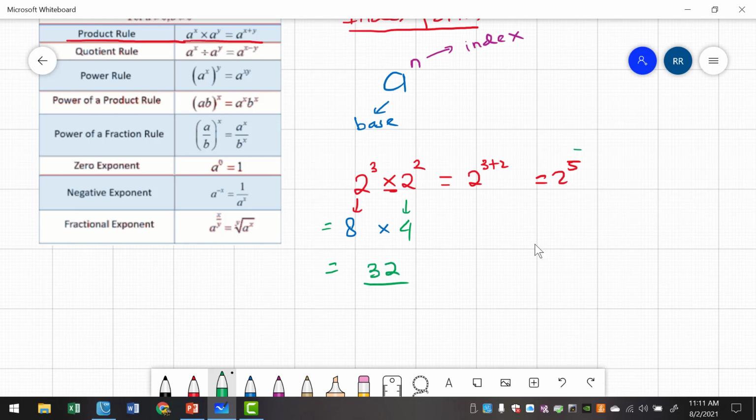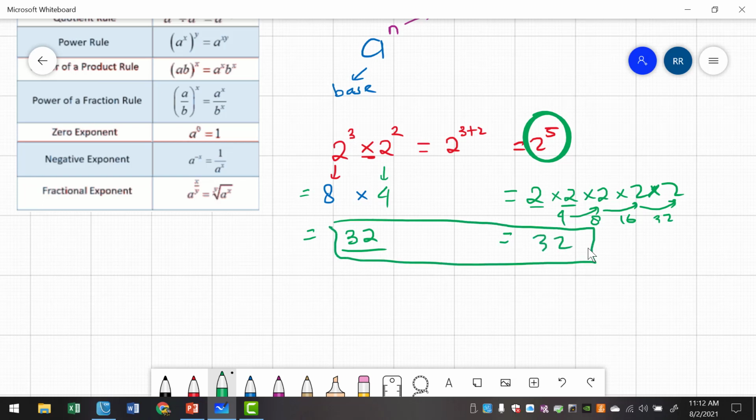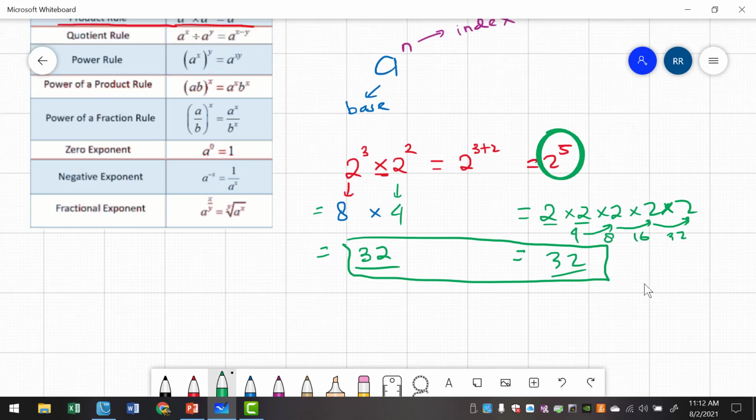Let's see whether this calculation is going to be the same with this one. Because we know that this is an equation, you need to write down the equal sign. So we have 2 to the power of 5. What does 2 to the power of 5 mean? It means that you're multiplying 2 five times. 2 times 2 is 4. Times 2 again, you get 8. Times 2 again, you get 16. Times 2 again, you get 32. As you can see, on both the left hand side and the right hand side of the equal sign, it has the same value. Which means that we can apply these rules.